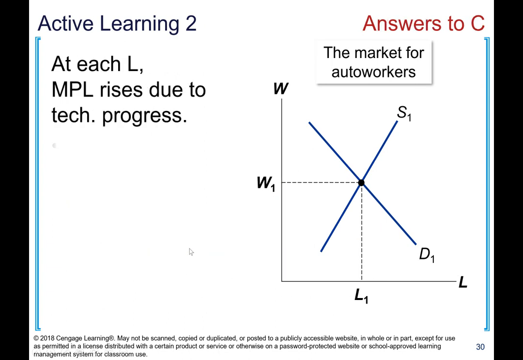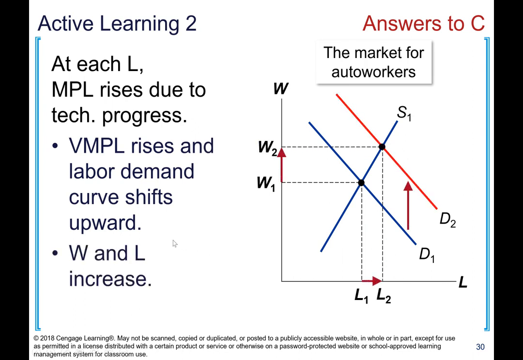Okay. And the last one: at each L, MPL rises due to technological progress. Demand increases, wages rise, and more people are hired. VMPL rises, the labor demand curve shifts upward, and wages and labor hiring increase.